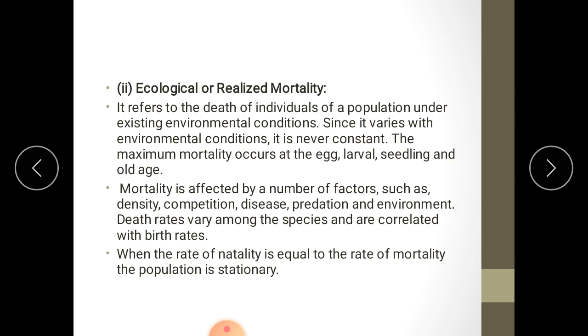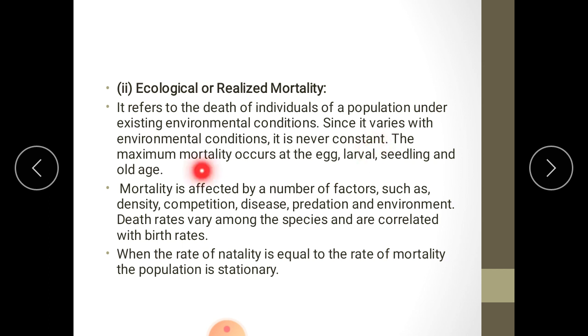Then another type of mortality expression is ecological or realized mortality. What does it mean? It refers to the death of individuals of a population under existing environmental conditions. This is very important. Since it varies with environmental conditions, it is never constant. Environmental conditions are not the same in all habitats. It may differ from habitat to habitat. So it is never constant.